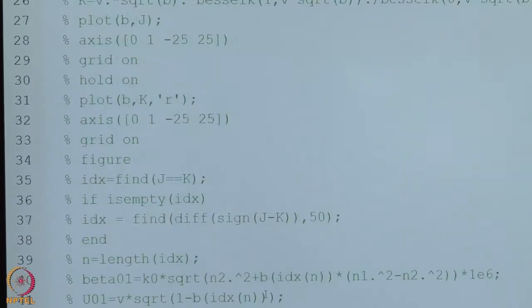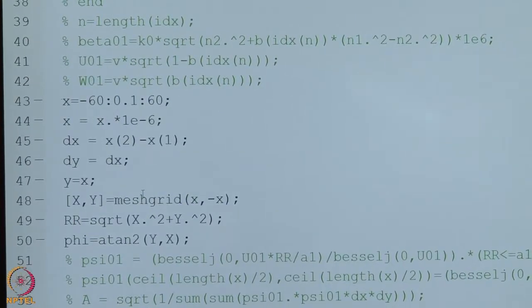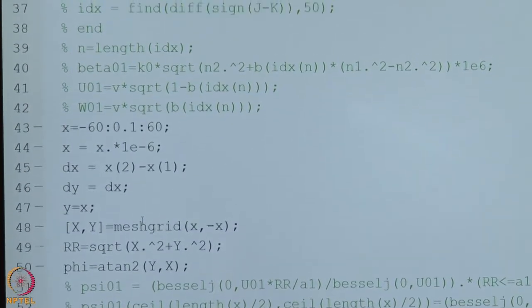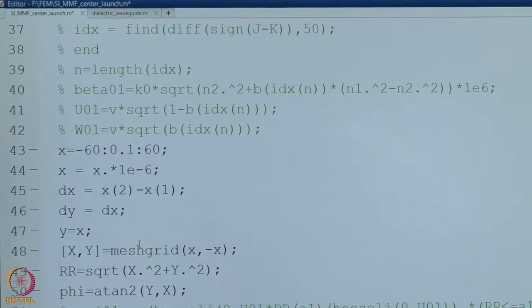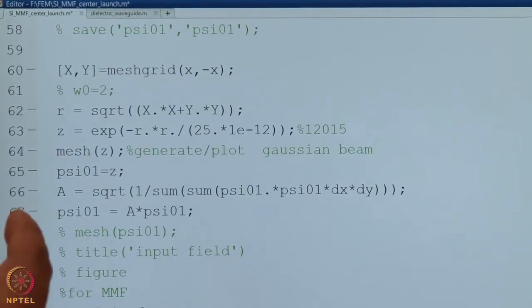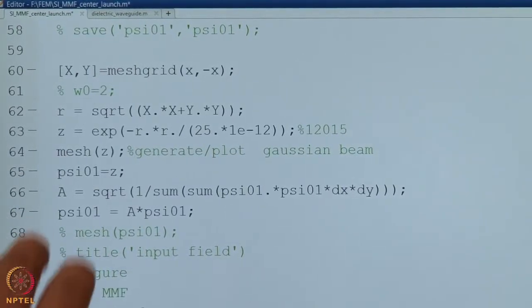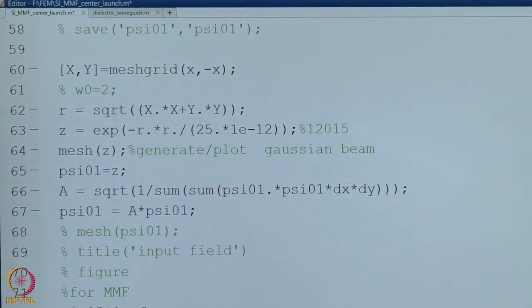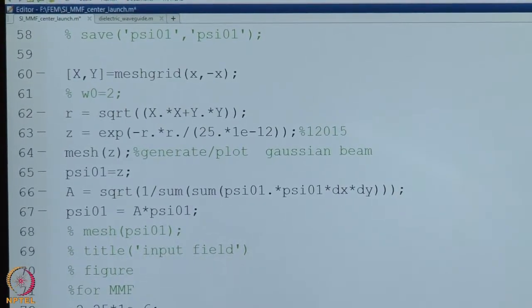Then we are creating a mesh that will include the total core area. For each of the modes, we are finding the solution. Basically, we are solving the Bessel functions, and we are finding the propagation constant of each of the modes. That is the eigenmode.